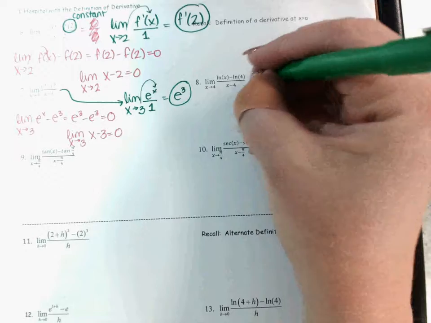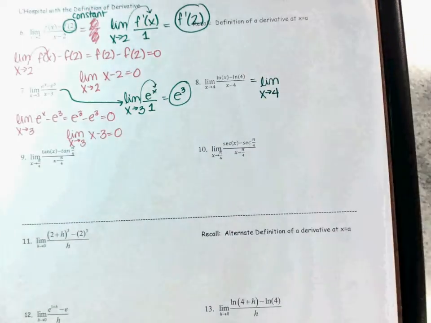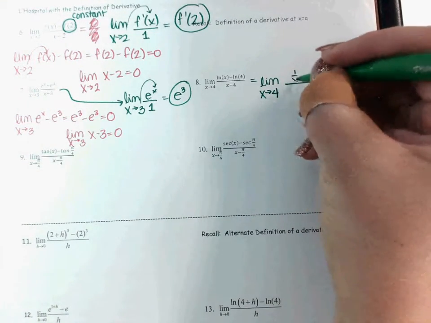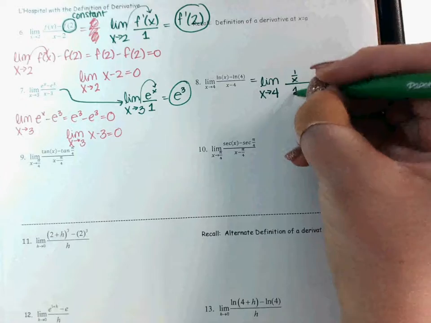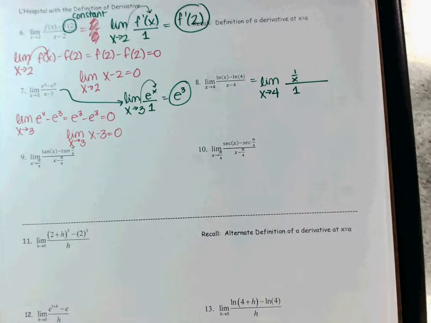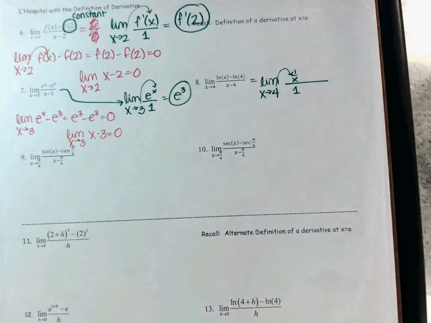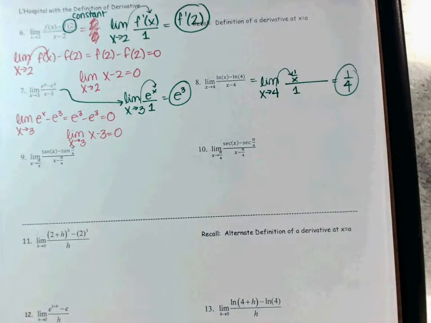So this is the limit as x approaches 4. What is the derivative of ln x on top? 1 over x. What about the derivative of ln 4? Because it's a what? Constant. On bottom, what's the derivative of x? 1. So really, it's just 1 over x. Then what do I do? Plug in 4. What would I get? 1 over 4. Very good.